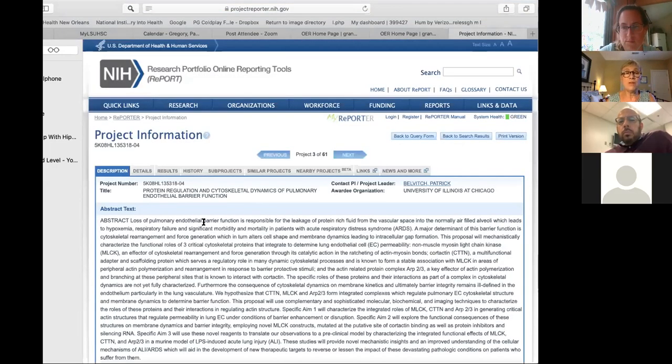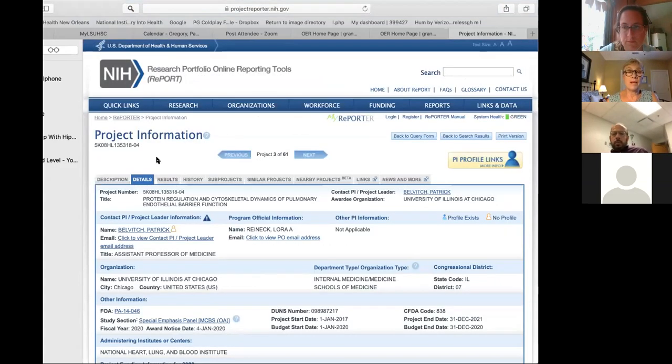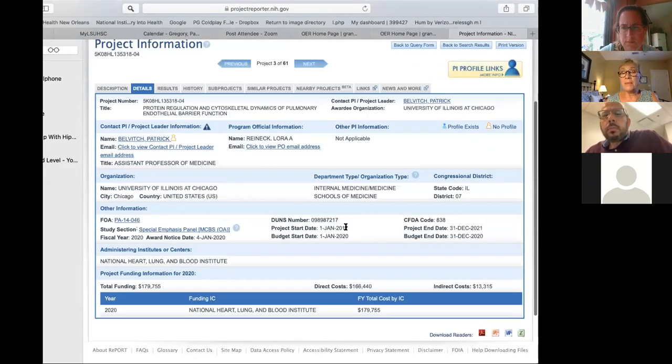If you hit this, you get what they call an abstract. It's also in the grantsmanship called a summary. Most people write the summary basically by taking their specific aims page and paring it down. So you should see basically somebody's hypothesis and their specific aims. But also you can go to this tab called details, and this will tell you who the PI is, who their program officer is, what their position is, etc., and when they got the money and when they're going to finish.